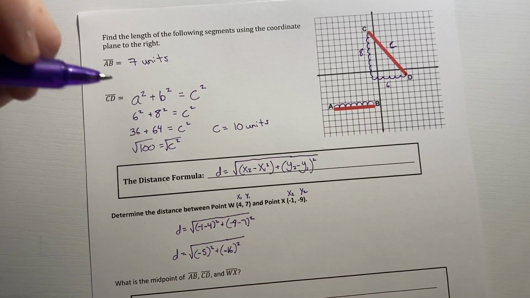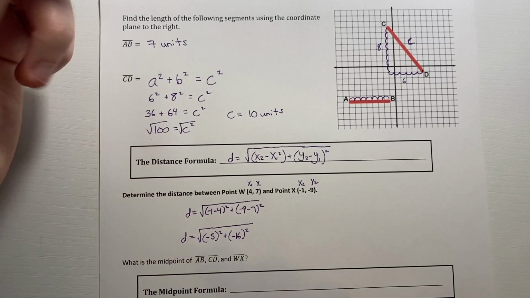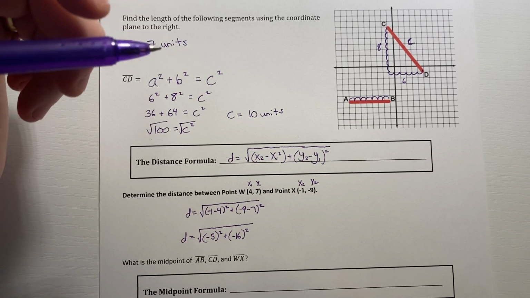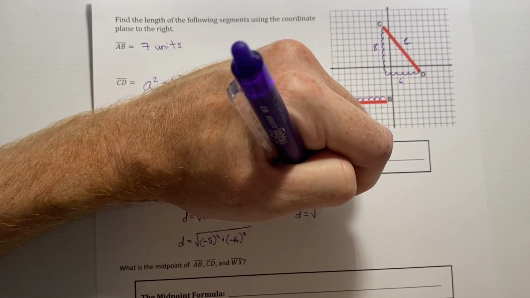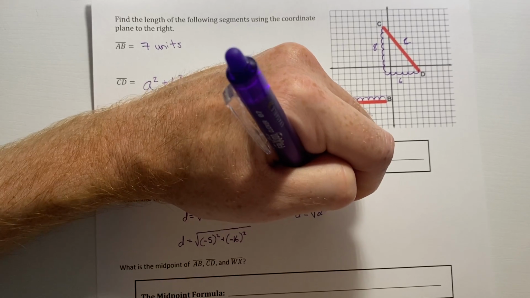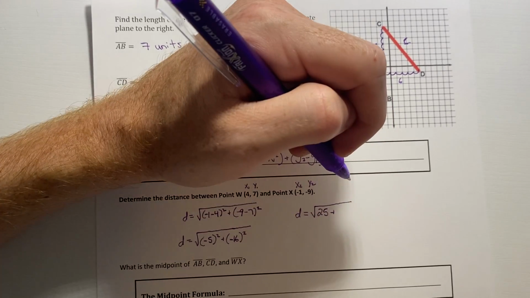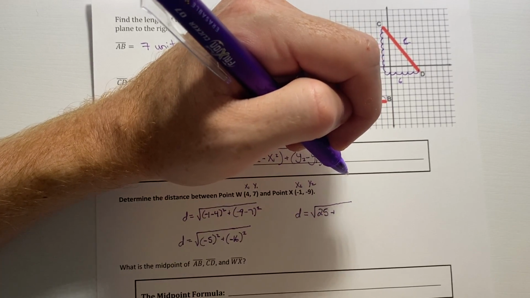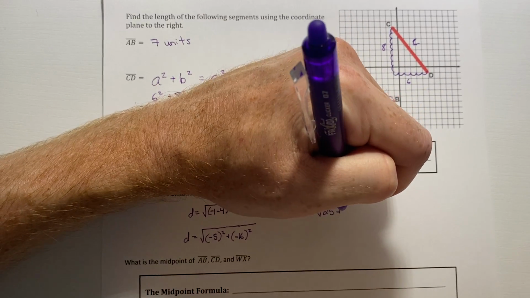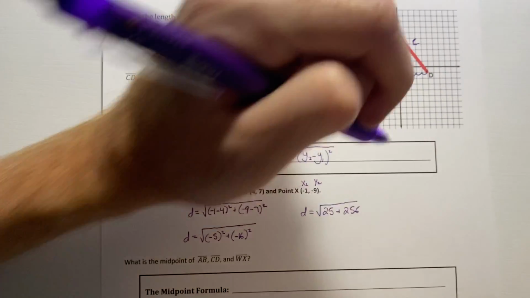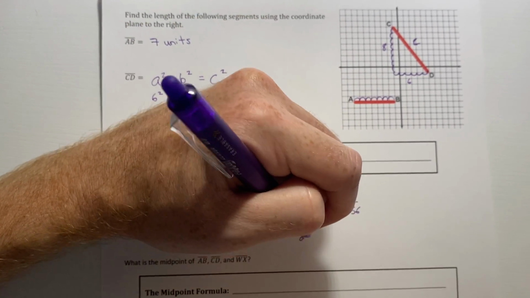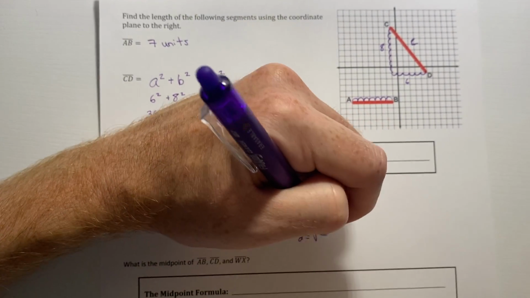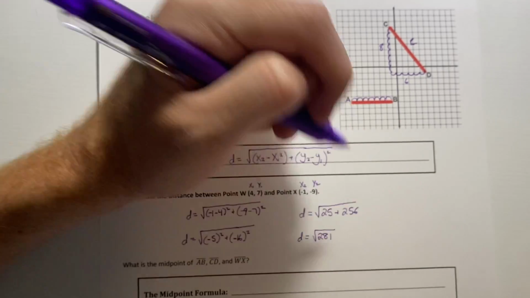Love testing you guys on your negatives this early in the school year. All right, we know that any number when you square it is always going to be positive. So when I take -5 squared, I get 25. And when I take -16 and I square it, I get a positive 256. All right, when I combine these two values together, I get the square root of 281.